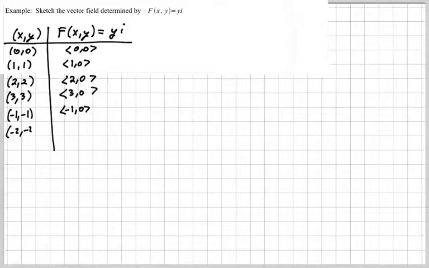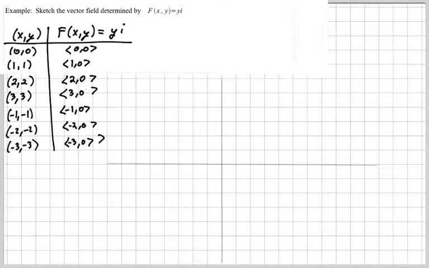Let's look at (-2, -2). Again, the y coordinate is going to determine the vector, so it's going to be the vector <-2, 0>. At (-3, -3), we're going to have the vector <-3, 0>. Okay, so let's go ahead and sketch some of those vectors.